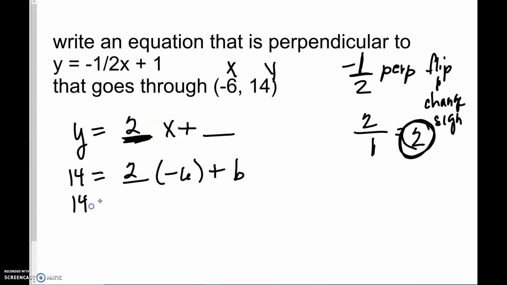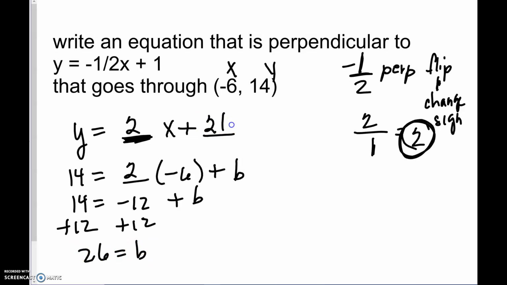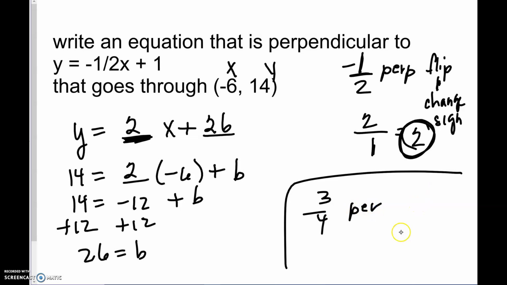And now we've got 14 equals negative 12 plus b. So I'm going to add 12. And it looks like I'm going to get 26 for my y-intercept. So the big thing in perpendicular is, remember, we're going to flip that sign. Okay, flip it. So if I'm just doing a side note, if something else is 3/4, the perpendicular slope would be opposite sign. So this one has to be negative, and then flip this. So 4 goes on top, 3 goes on the bottom.